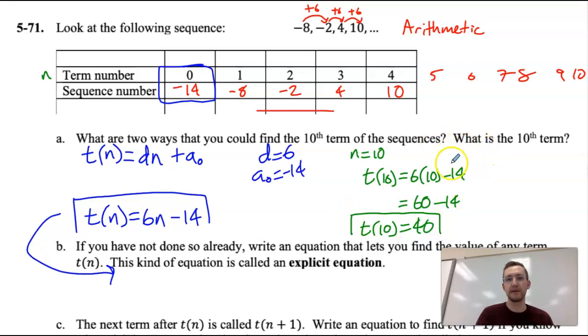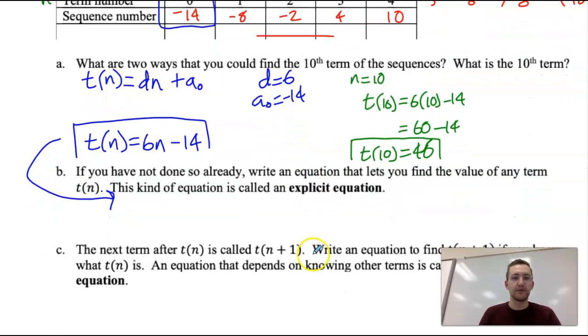And we just found our term number, plugged it in, and found our final answer for T of 10 to be equal to 46. Not 40. Let's fix that. There we go, 46. That looks better. All right, so now let's scroll down and look at C.